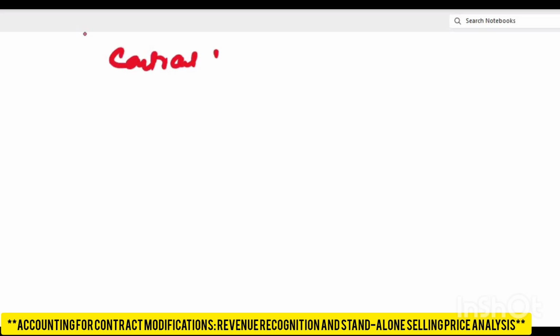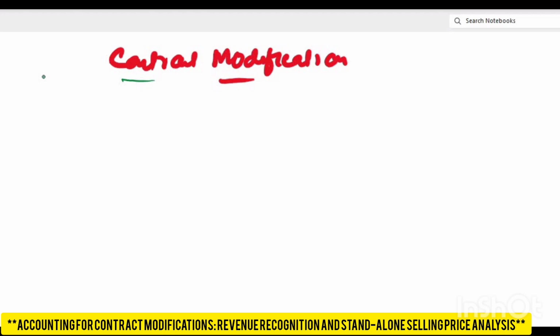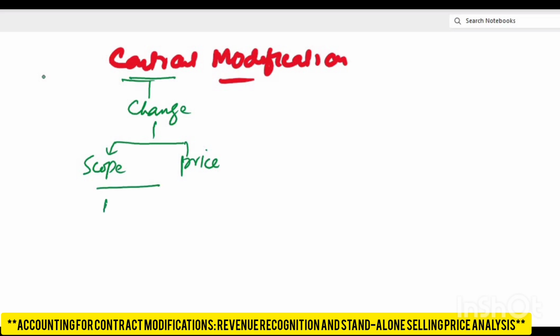Contract modification. Okay. So when you have a contract and the contract is changed, and this change is because of the scope of the contract or the price of the contract, then we call this a modification of the contract.